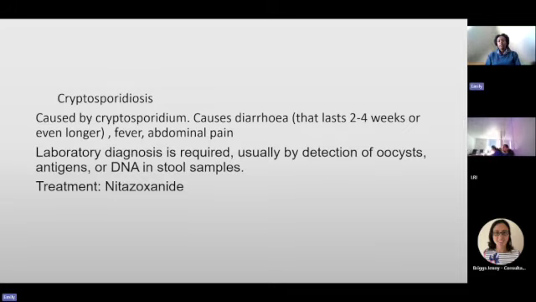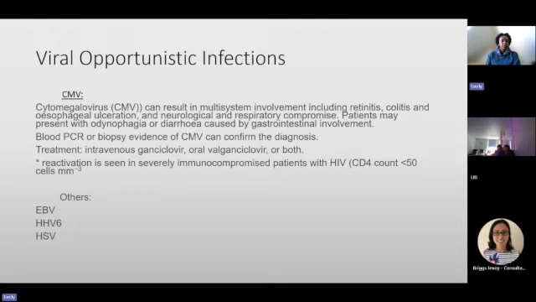Cryptosporidiosis usually is a parasitic infection. In immunocompetent patients, it is self-limiting, might last for 2 weeks. But for those patients who are immunocompromised, it can go for more than 2 to 4 weeks. Sometimes it can be prolonged for months. It can be quite a debilitating disease. Diagnosis is through oocysts or DNA in stool, antigen tests as well, and the treatment is nitazoxanide. However, there are other drugs that are coming up for use.